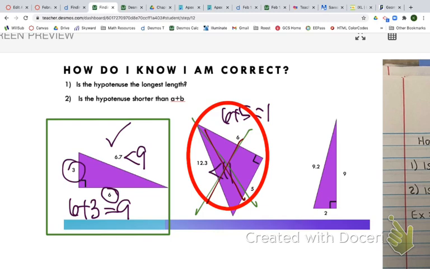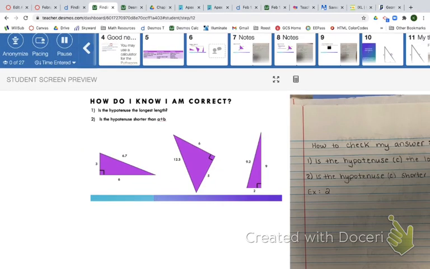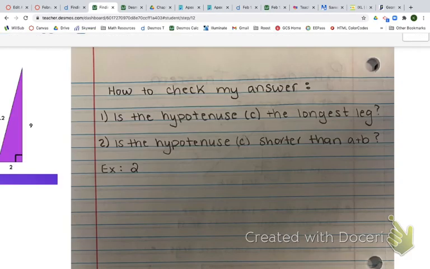Okay, let's see if our last one is correct. So 9 plus 2 equals 11. Is 9.2 less than 11? Yes, it is. So this one is correct. Okay, so how do you put that on your notes? Well, let me show you how. Over here, I just wrote exactly what I wrote down. So how to check my answer? 1, is the hypotenuse C the longest length? 2, is the hypotenuse C shorter than A plus B?